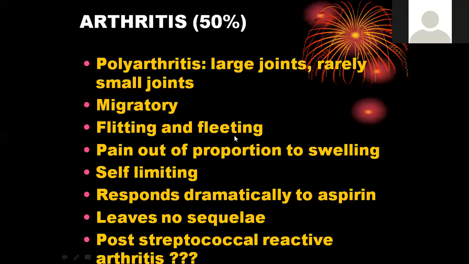So it's the large joints, not small joints, and it's a migratory polyarthritis. Migratory, if it flits or fleets from one joint to the other, and the pain is out of proportion to swelling. The swelling doesn't look so prominent, but it is extremely painful. The child cannot walk to the bathroom. It is that painful. However, it is self-limiting. It responds dramatically to aspirin and does not leave any sequelae.